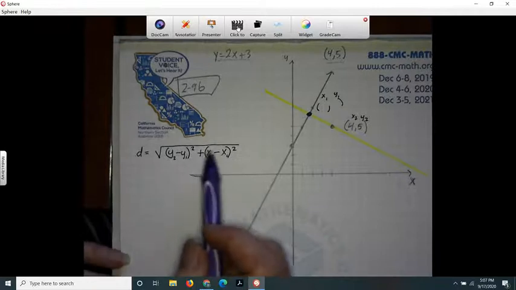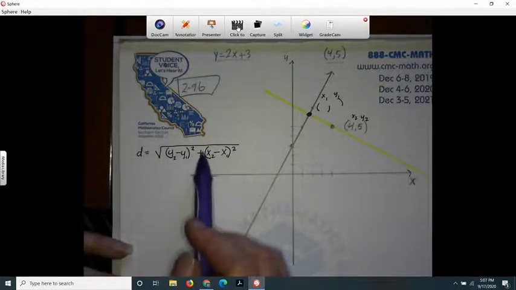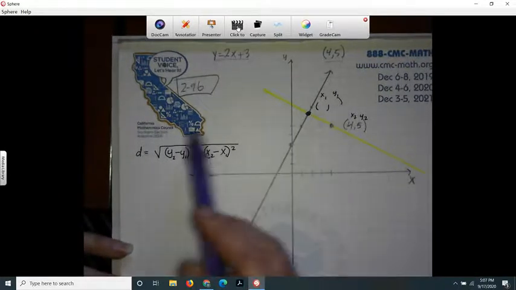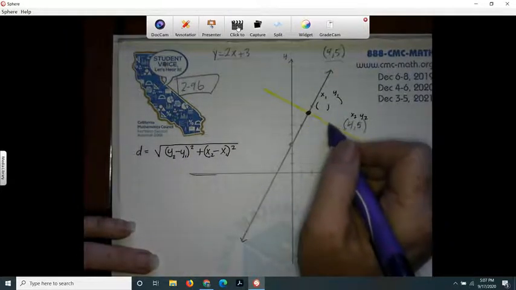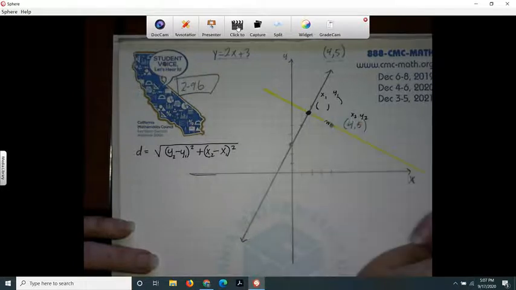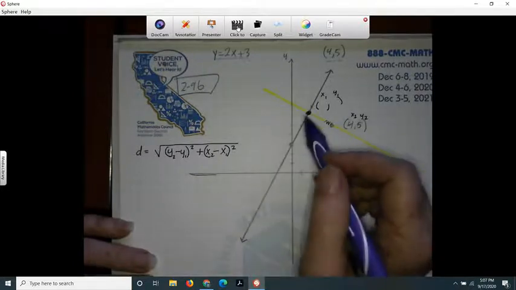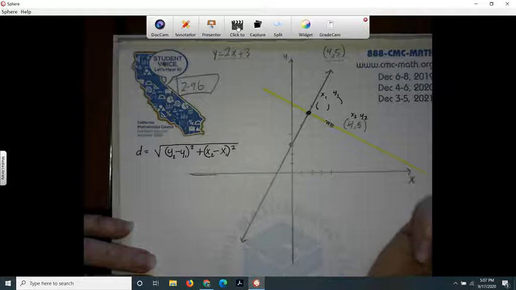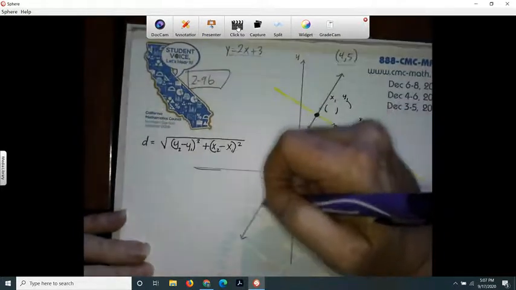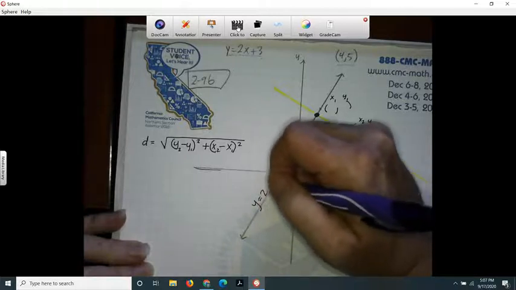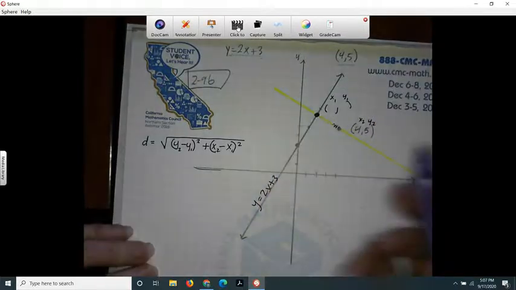If I had the numbers to plug in here, if I knew what those two points were, I'd just plug them in and I'd have my answer. I would know how far this is right here. Okay, so how can I find out what the ordered pair is? I already have the equation of this line. This line is y = 2x + 3. I need the equation of the yellow line.